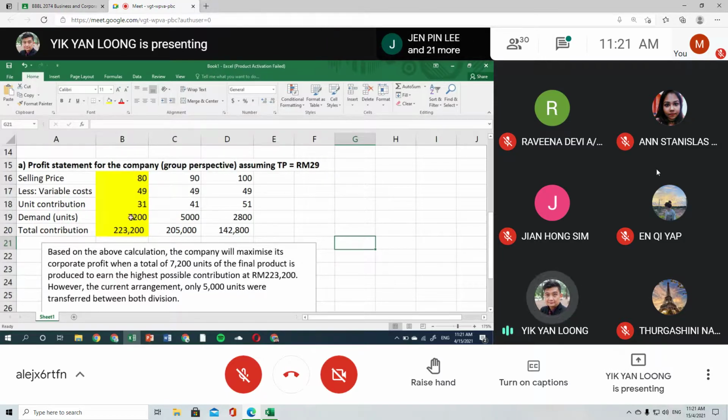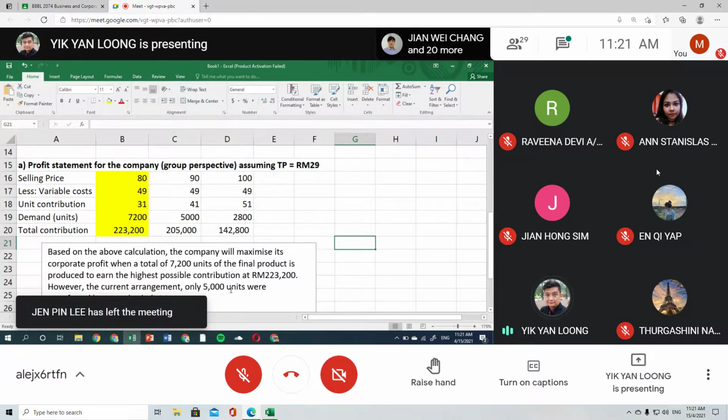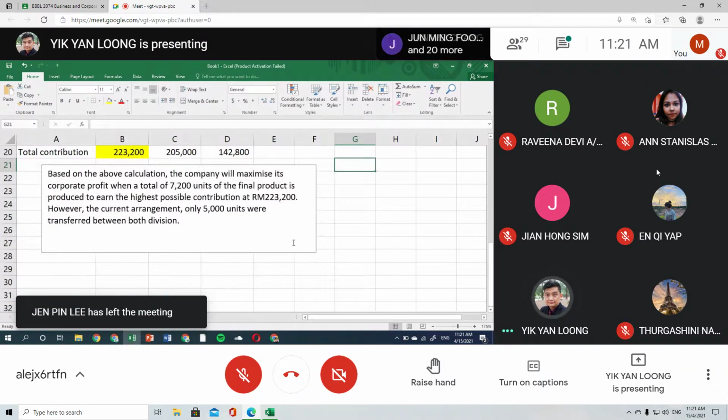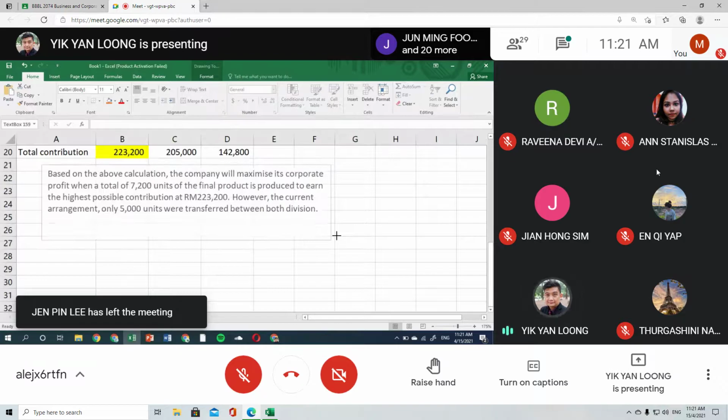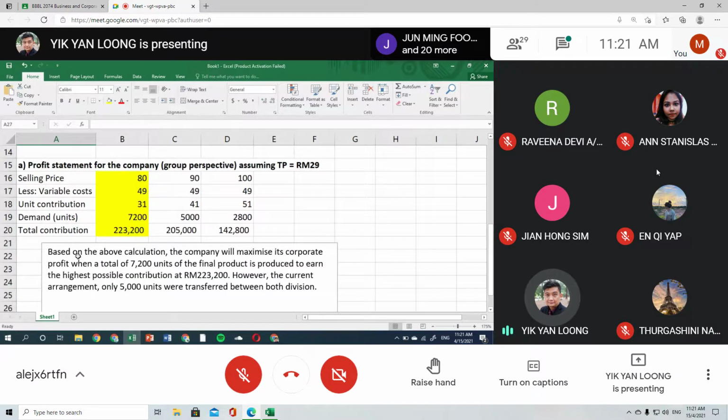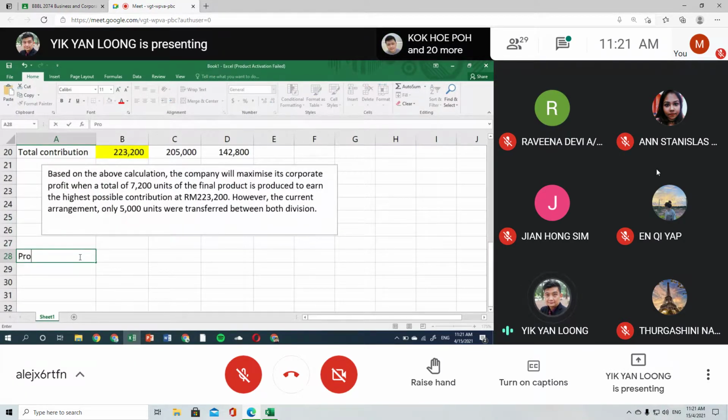The optimum is 7,200, but the current arrangement is 5,000 units, right? So we need to double confirm. Is it because when the transfer price is at 29, it motivates division B to choose to produce only 5,000 units? So we now need to continue calculating part B, part A, right? So we have to prepare the profit statement again, but this time for division B, assuming the transfer price is set at 29.